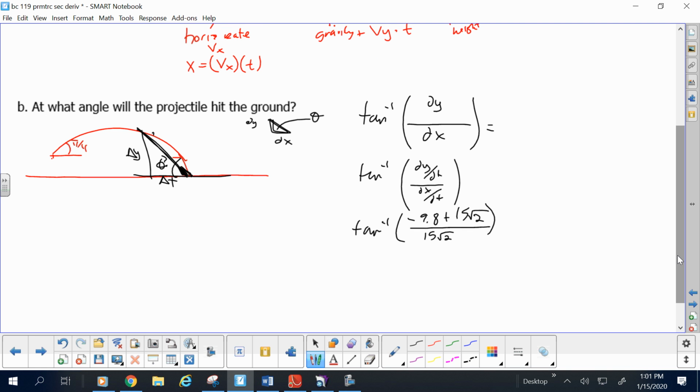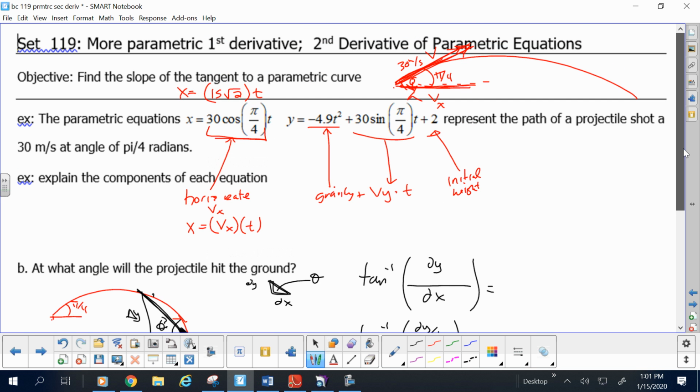Yeah, we need the time it hits the ground. It's not, hey, figure out the angle at any old time you want. We need the angle of when it's hitting the ground. So we need the time it hits the ground now. Feel free to use your calculator there.